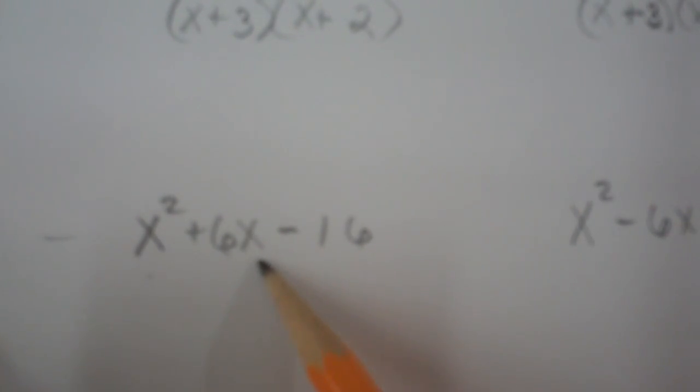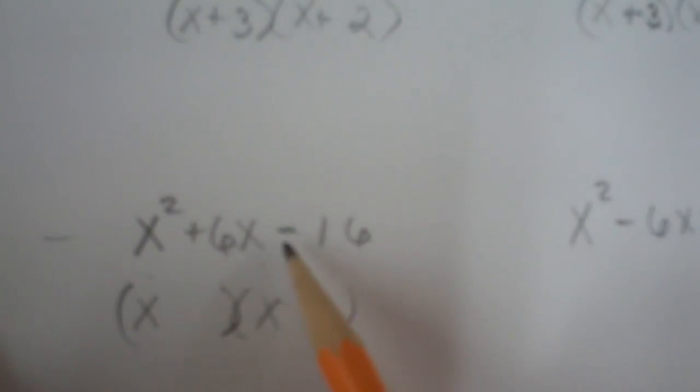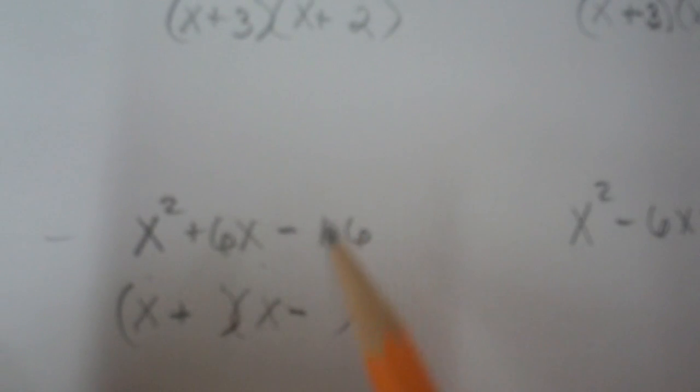x squared plus 6x minus 16. I'm going to go ahead and put my 2 binomials down, an x and an x. I'm looking at this subtraction sign. That one's telling me that these signs have to be different. What are 2 numbers that multiply together to be 16 and have a difference of 6? Well, let's see.